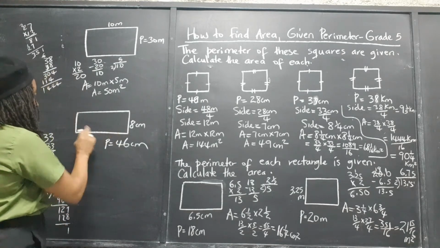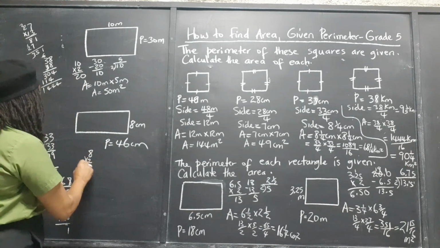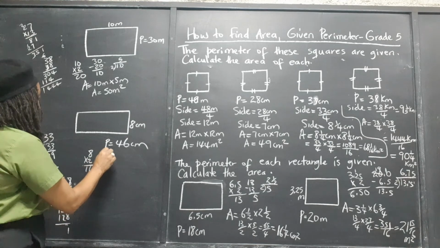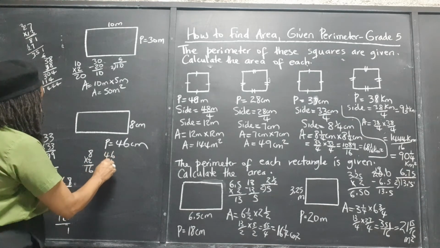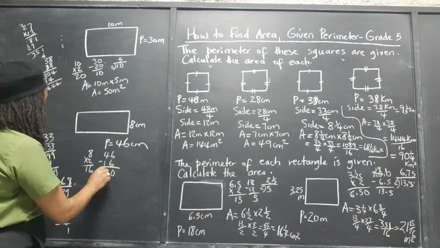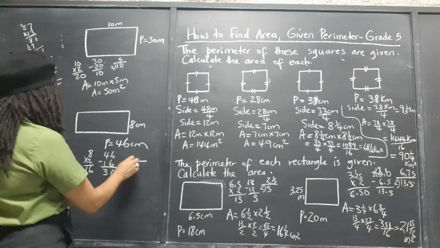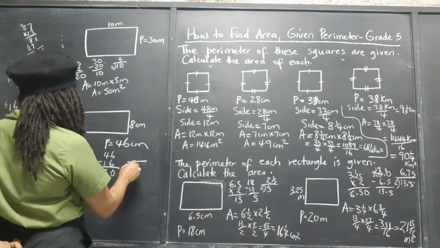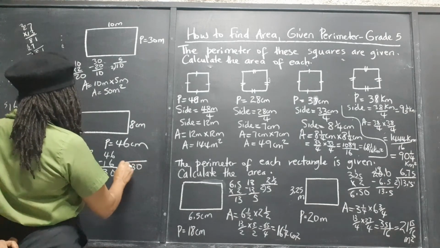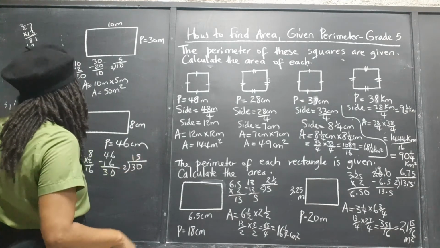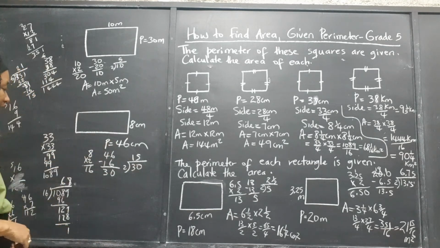And for our final rectangle, perimeter is 2 times the length plus 2 times the width. We're going to double the width. So the width times 2, that's 16. Remove it from the 46. That leaves 30. Divide that by 2. That's 15. So the length is 15, the width is 8.